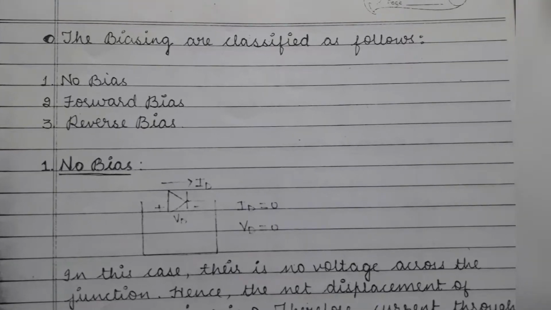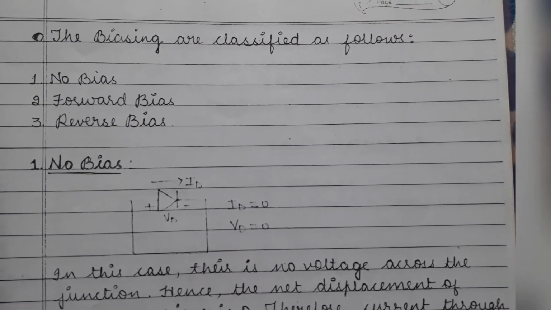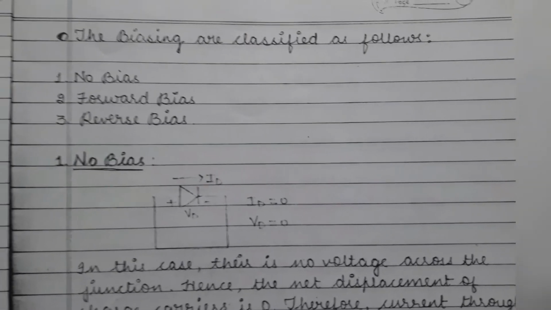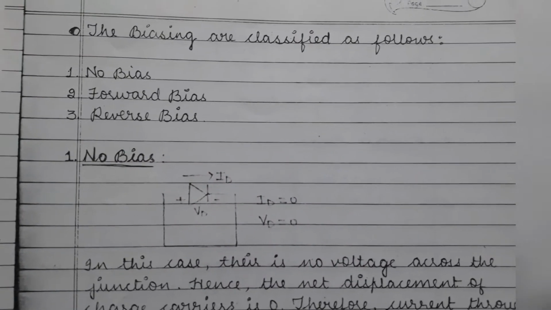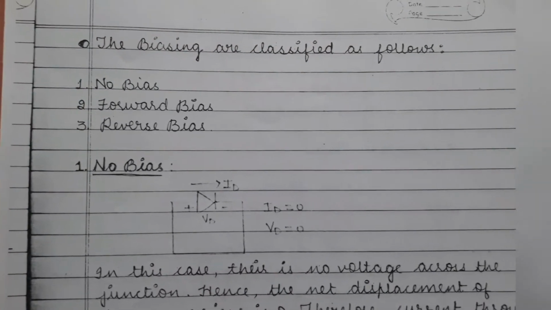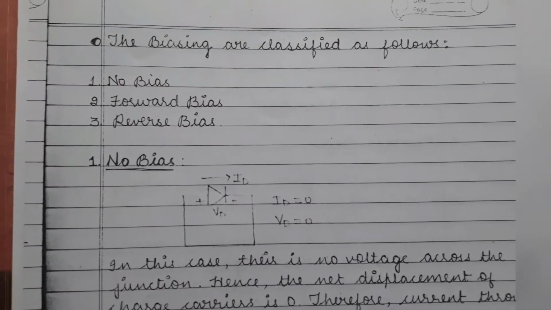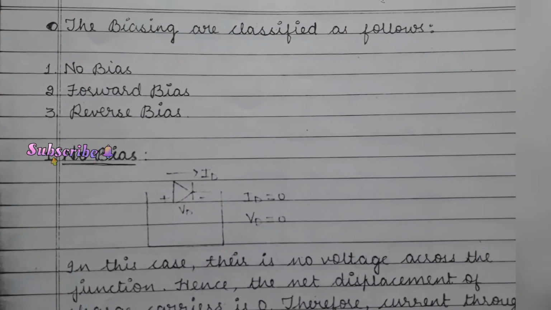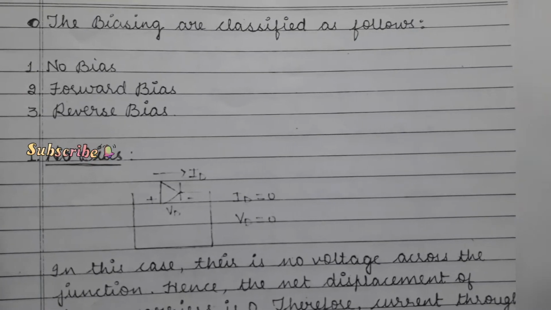Hi friends. In the previous video we studied biasing. Do you know what biasing is? Providing a suitable DC voltage, or DC analysis, for any electronic circuit is called biasing. Here we learn about bias.